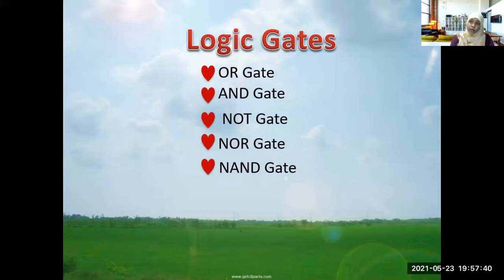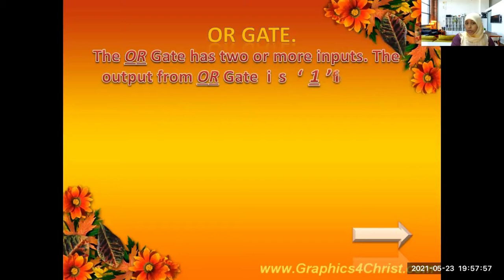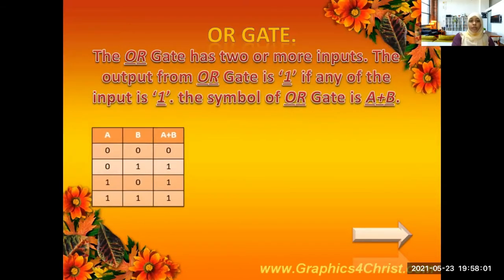Okay, so don't worry about the other logic gates, because there are another 2 logic gates, the XOR gate and the XNOR gate, but we are not going to learn them in this book, right?